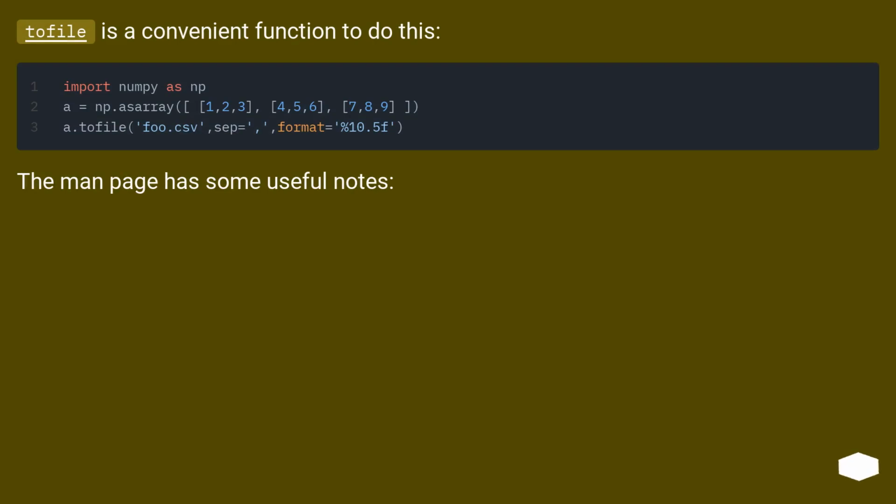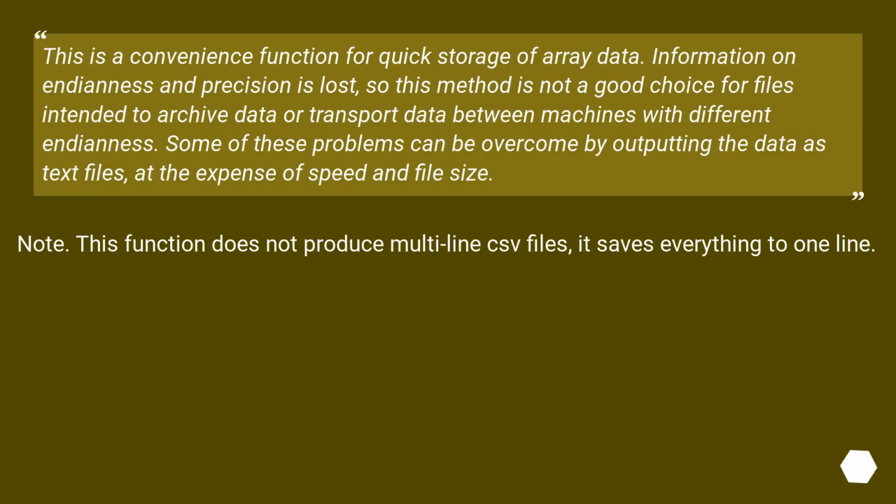tofile is a convenient function to do this. The man page has some useful notes. This is a convenience function for quick storage of array data. Information on endianness and precision is lost, so this method is not a good choice for files intended to archive data or transport data between machines with different endianness. Some of these problems can be overcome by outputting the data as text files, at the expense of speed and file size. Note: this function does not produce multi-line CSV files, it saves everything to one line.